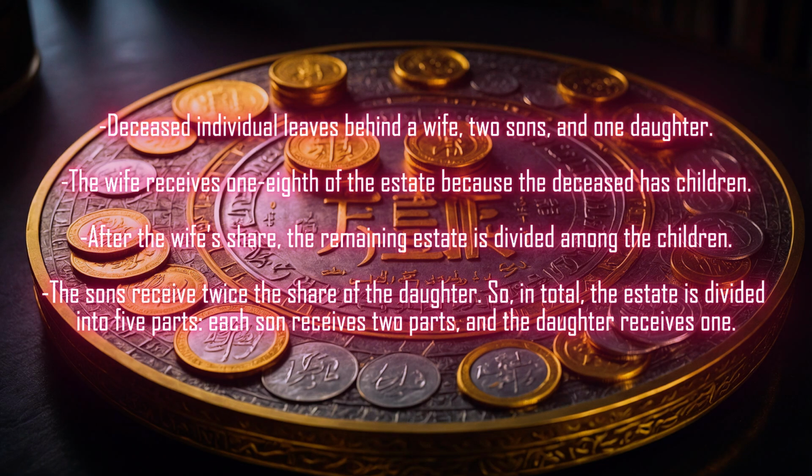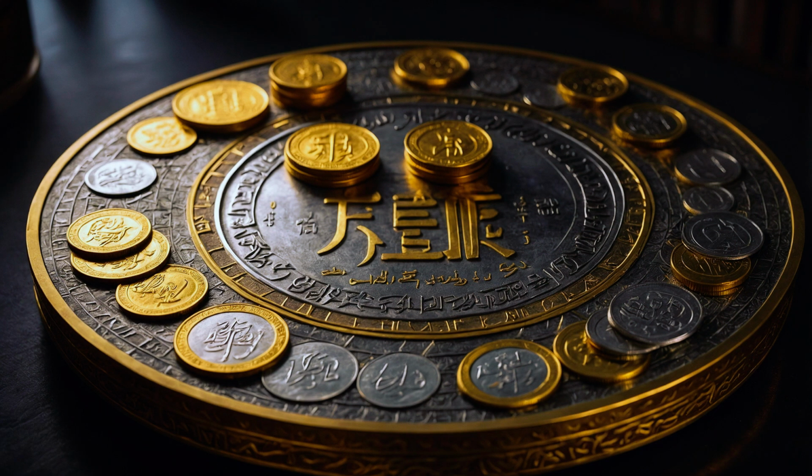Let's consider a practical example to clarify the distribution. Imagine a deceased individual leaves behind a wife, 2 sons, and 1 daughter. The wife receives 1/8 of the estate because the deceased has children. After the wife's share, the remaining estate is divided among the children. The sons receive twice the share of the daughter. So, in total, the estate is divided into 5 parts. Each son receives 2 parts, and the daughter receives 1.